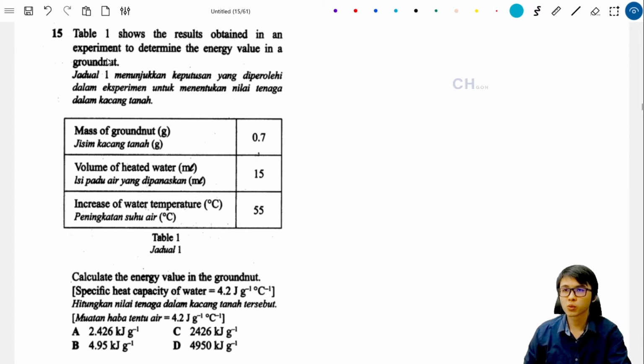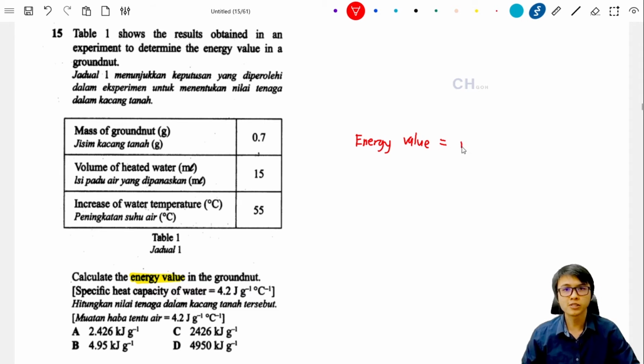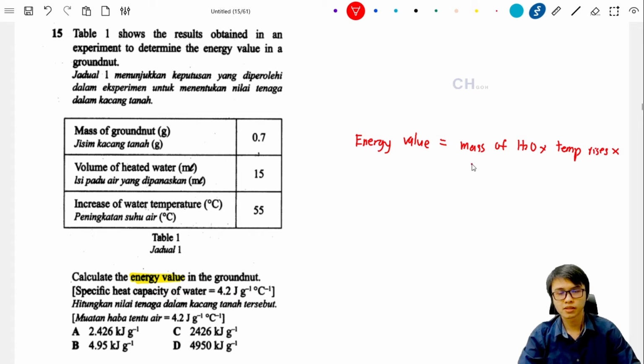Okay, let's move on to question 15. Table 1 shows the result obtained in an experiment to determine the energy value in the groundnut. Calculate the energy value in the groundnut. To calculate it, we are going to use the formula. The formula is energy value equals the mass of the water times the temperature rise times 4.2, which is the specific heat capacity of water.